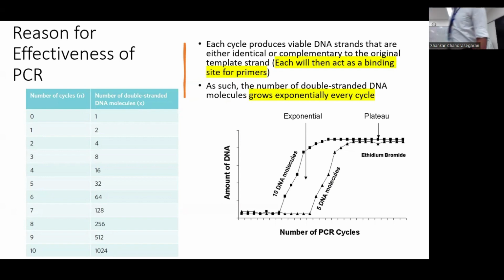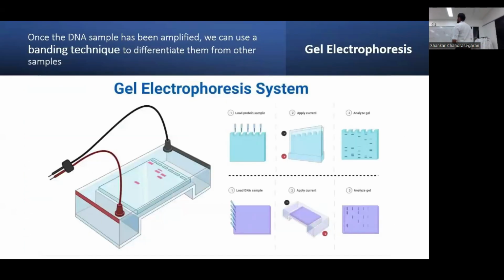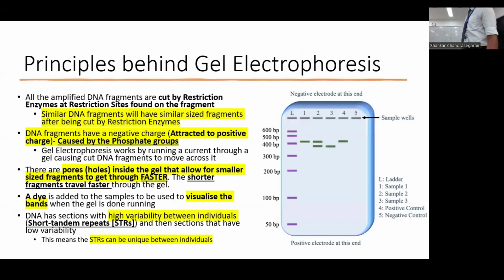Alright. The next one is the step where they then use the amplified piece to band, as a form of identification through a banding technique. Okay, so gel electrophoresis essentially is a banding technique that uses a few principles to be used as an identification technique. Okay, these principles basically allow gel electrophoresis to do what it does.